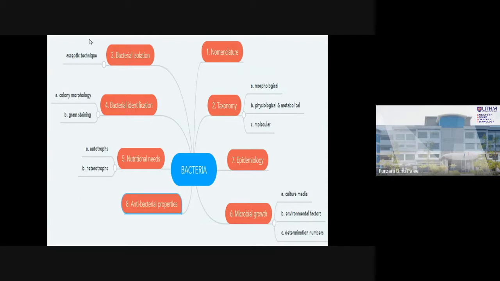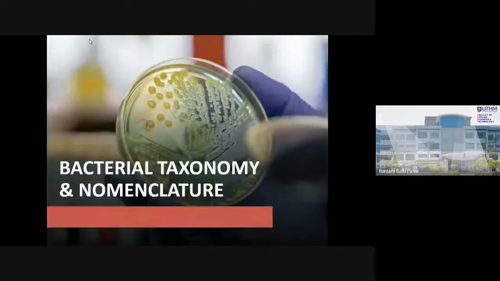Next one, we're going to learn about epidemiology, which is the study of the disease caused by bacteria. And the last one is just a brief on the antibacterial properties of antibacterial agents. The first one, we're going to learn about bacterial taxonomy and also the nomenclature.